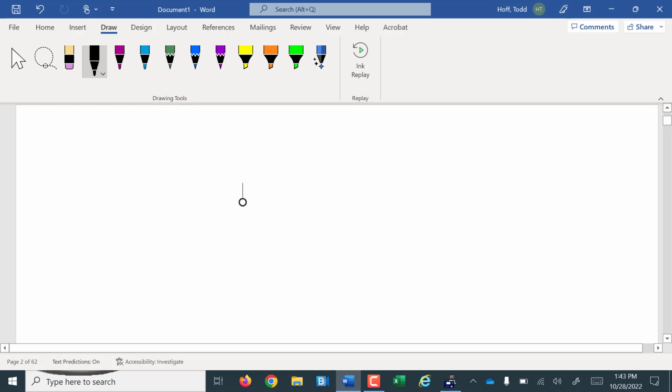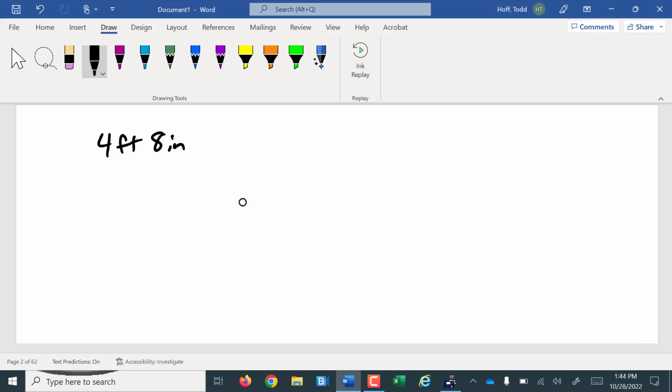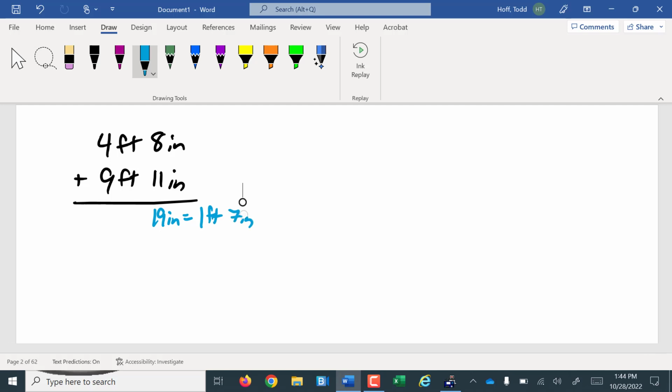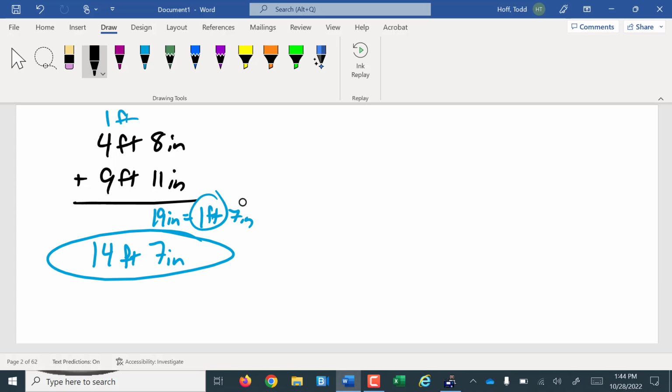We've done a couple of examples of this, but let's run through them all again here quick. 4 feet 8 inches plus 9 feet 11 inches. What do I do first? Inches. 8 inches plus 11 is 19. Of course, that's bigger than a foot. It's 1 foot with how many inches left? 7. So we keep the 7 inches and carry the 1 foot. 1, 4, and 9. 14 feet. So 14 feet, 7 inches.